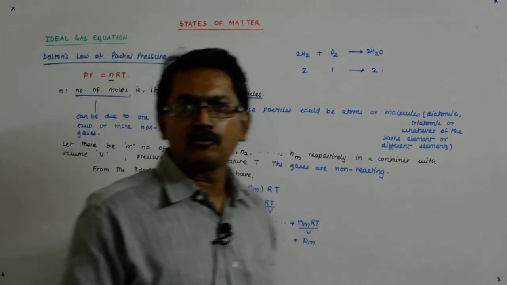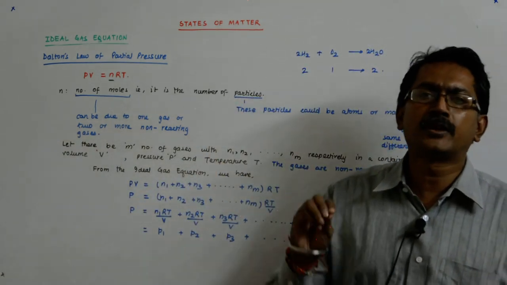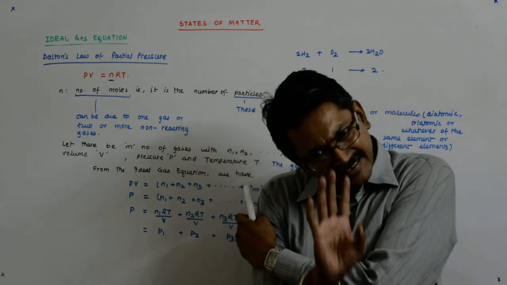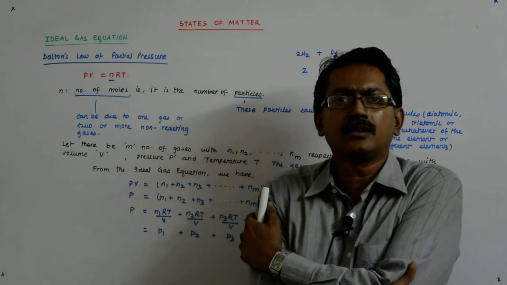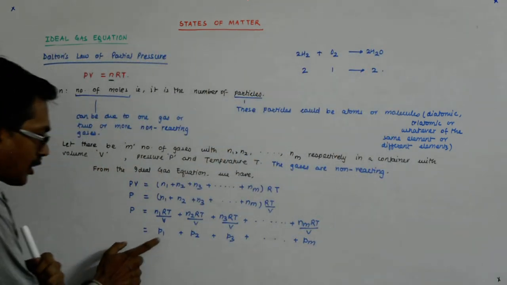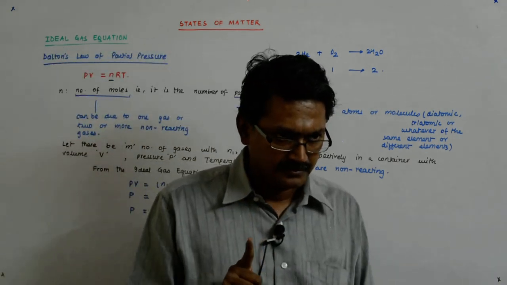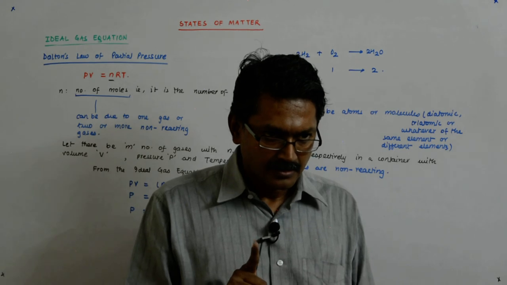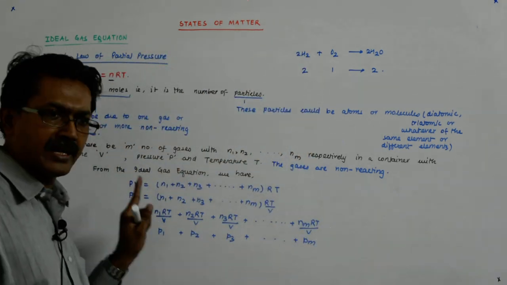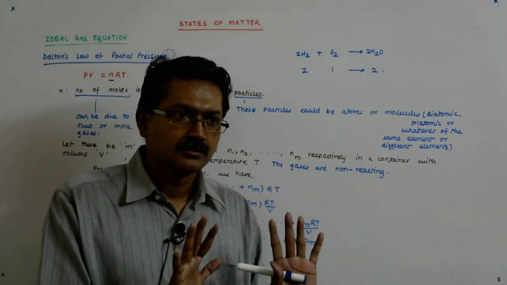That means if there was a single gas and I would have put it in a container at the same temperature at which we have the mixture, then it would have exerted this amount of pressure, N1 RT upon V. Single gas. And gas 2, if put in the same volume at the same temperature, N2, the same number of moles, it would have exerted its own pressure.